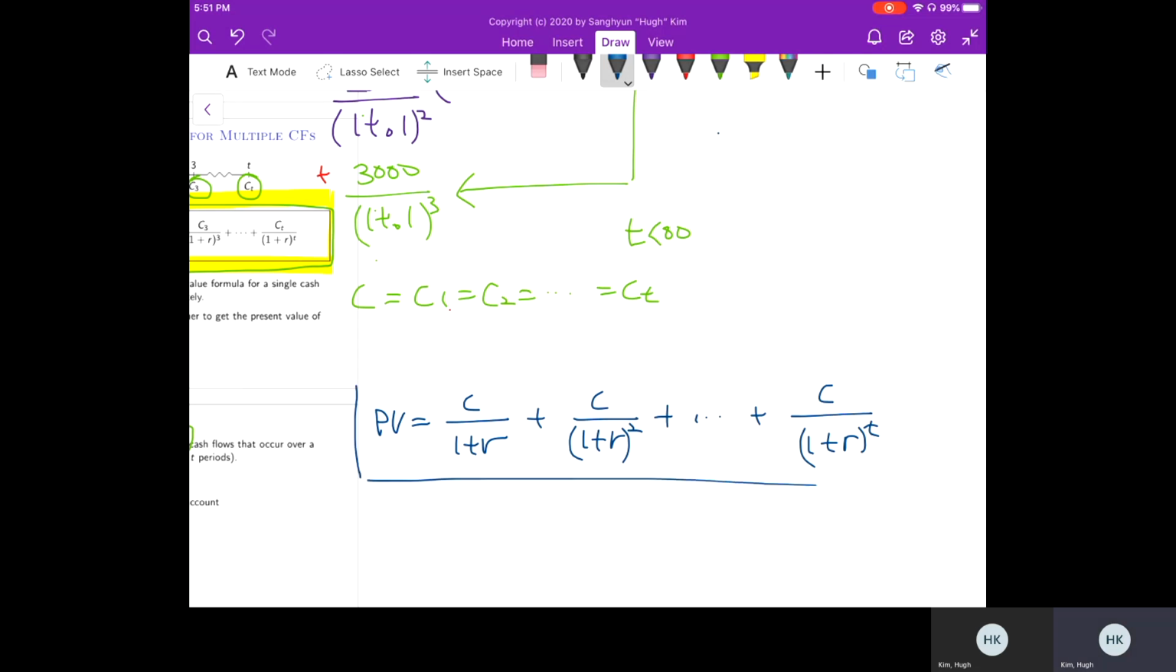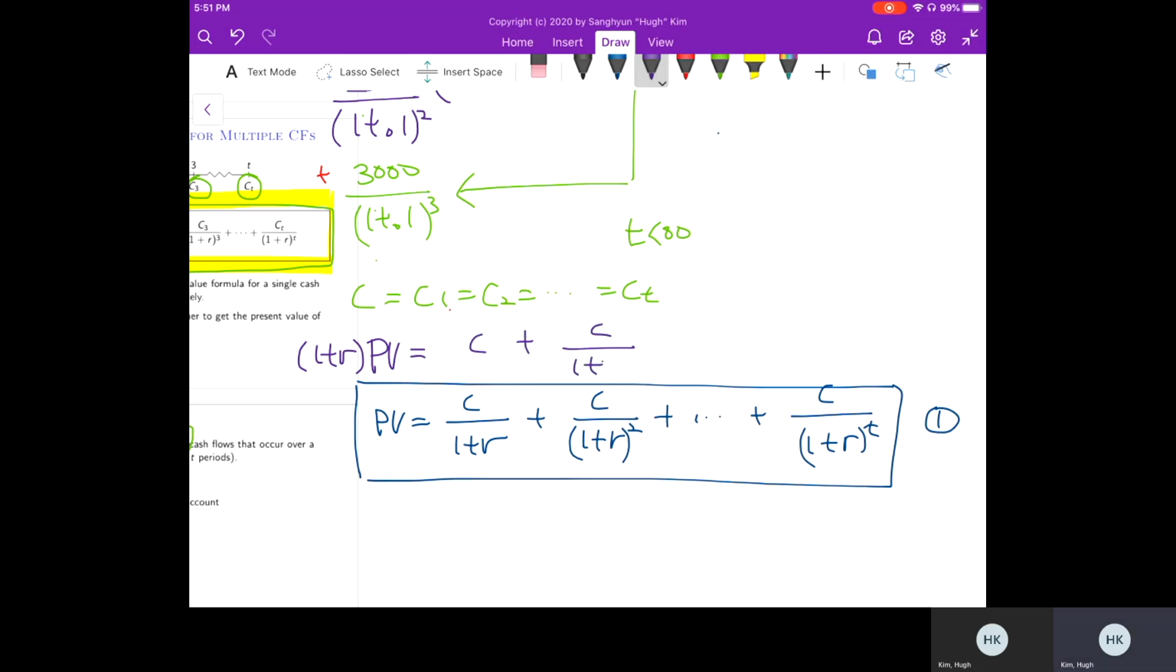So let's call this equation number 1. And I'm going to multiply both sides of this equation by 1 plus R. So (1 plus R) times PV is equal to C plus C over 1 plus R plus all the way to C over (1 plus R) to the power of T minus 1. So I multiply through the first equation by 1 plus R. Let's call this equation number 2.